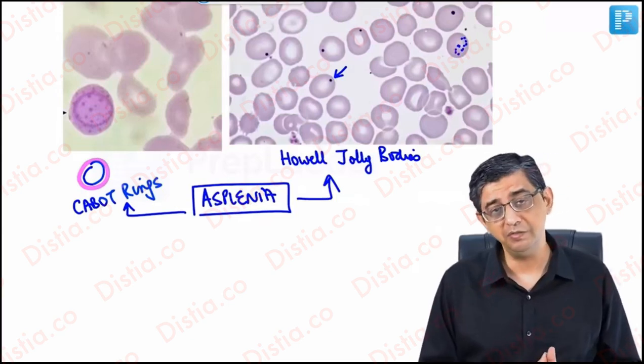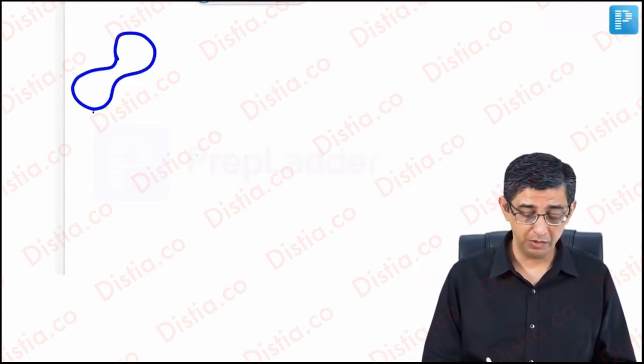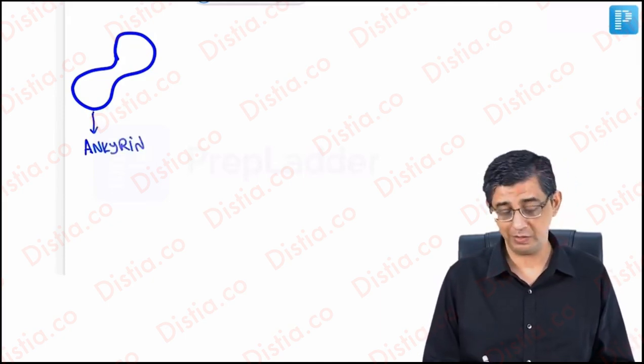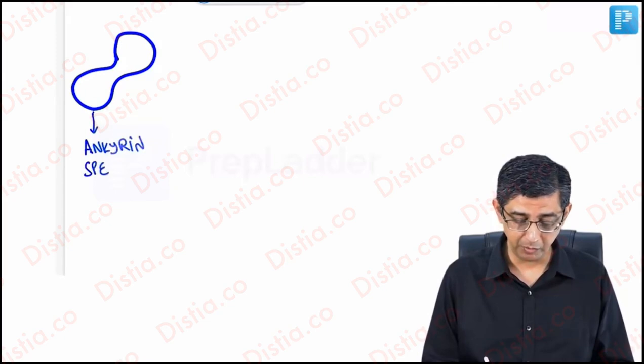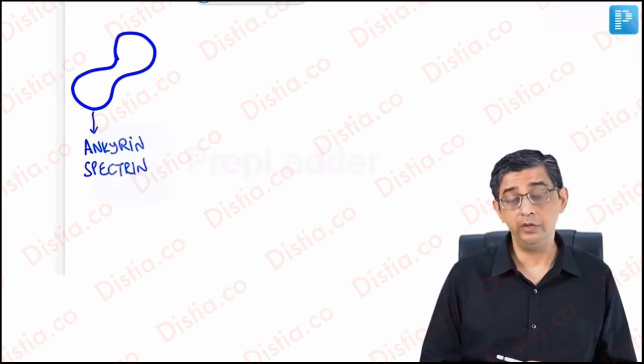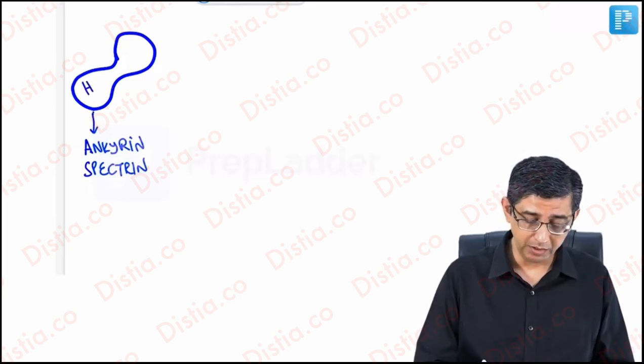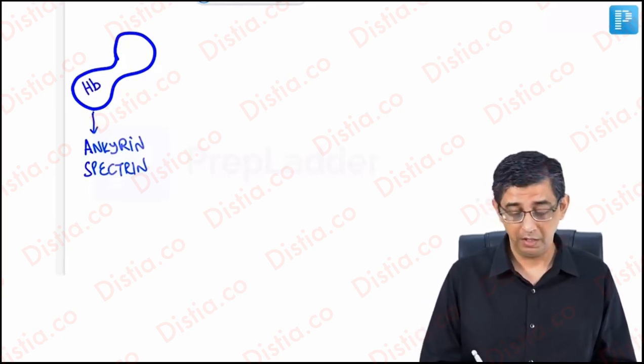So you definitely can differentiate. Now let us summarize the causes which are responsible for hemolysis. One could be a problem with the RBC membrane. There could be a defect of ankyrin that would result in hereditary spherocytosis, or spectrin that will contribute to elliptocytosis.